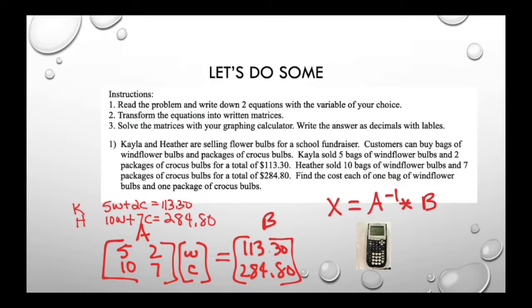All right. So you guys got what as your answer after you put it in your calculator? $14.90 and $19.40. That's $14.90 for what? The windflower or the crocus? Windflower. Do we have to write it like that? Yeah, I need to have a label, so I know it costs this much for windflowers and I know what it costs. Okay, that makes sense. And then what was the other one? $19.40. Okay, for crocus. And don't forget your dollars.